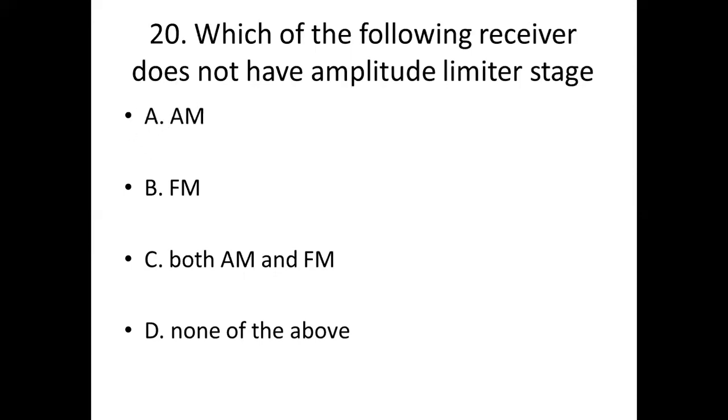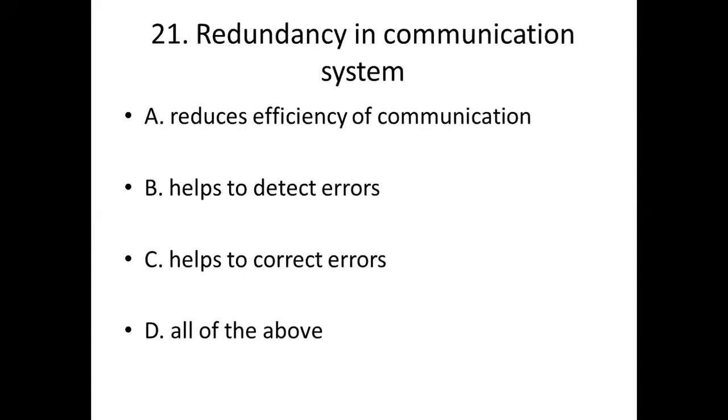Option A, AM. 21st bit. Redundancy in a communication system: option A, reduces efficiency of communication. Option B, helps to detect errors. Option C, helps to correct errors. Option D, all of the above. Answer guess cheyandi.